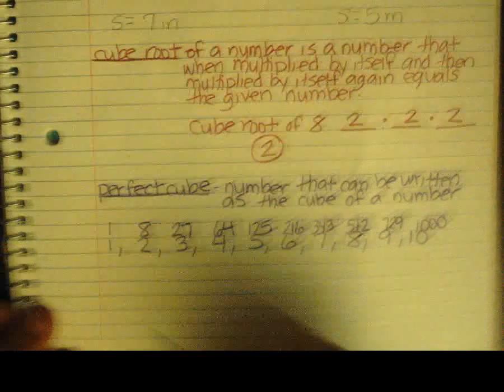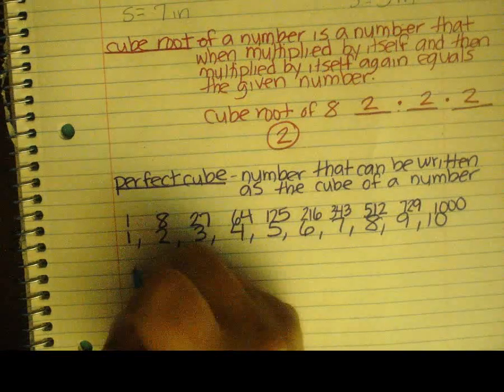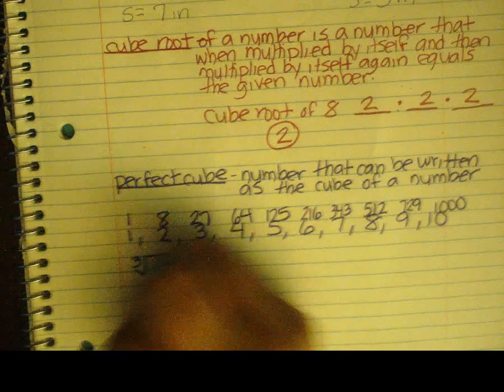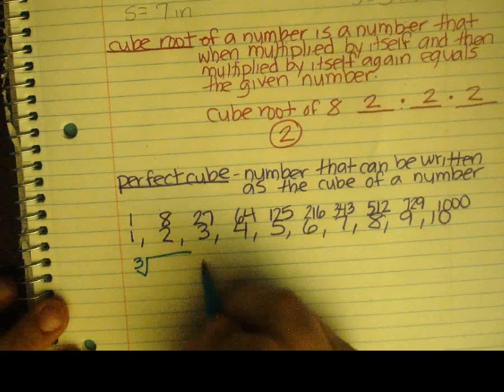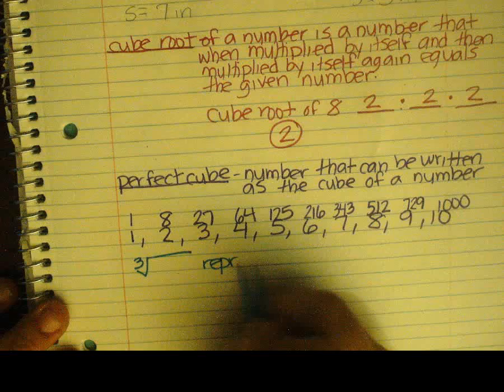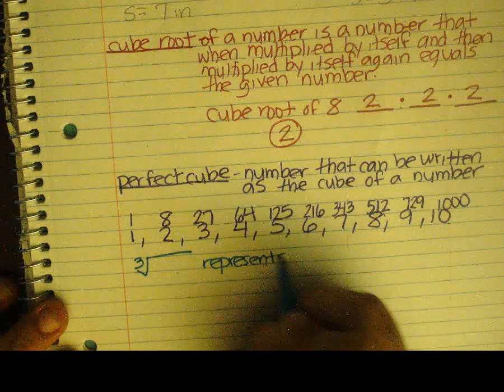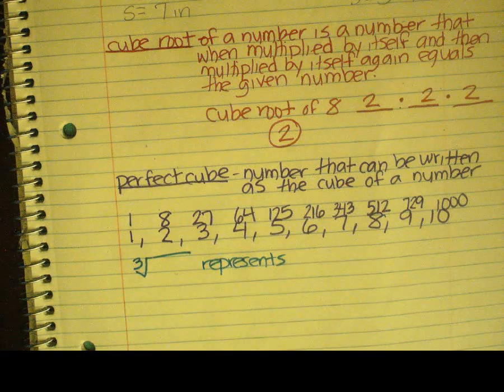So, this is how we write the cube root, guys. It looks like this: a 3, and then it has a square root symbol like this. So this represents a cube root.